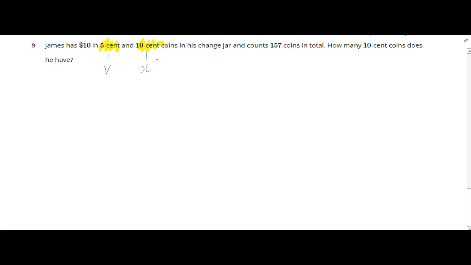A couple of things we know. Let's start by writing out what we know. We know that he has $10 in total in his change jar. He counts 157 in total. So this is the number of coins. That's what the variables are. So we can say that V plus X is equal to 157. We know how many there are in total.